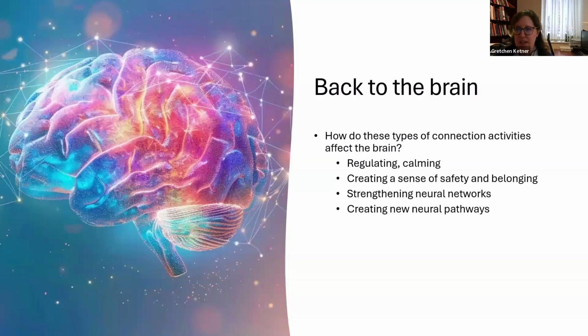So coming back to the brain, how do these types of connection activities affect our brains? Connecting with ourselves and others helps to regulate our emotional state and reduce stress levels, which helps ready the brain to learn. We need the sense of safety and belonging that comes from healthy connections with others in order to learn. Adding information and making new connections strengthens the existing neural networks in our brains.